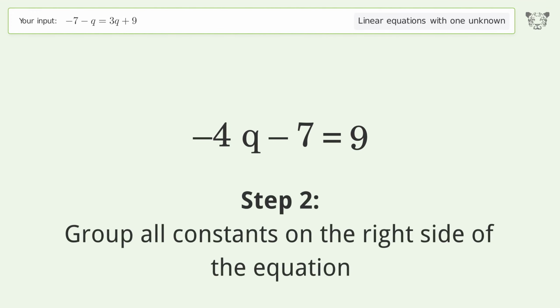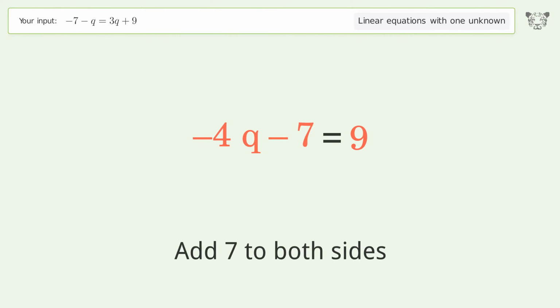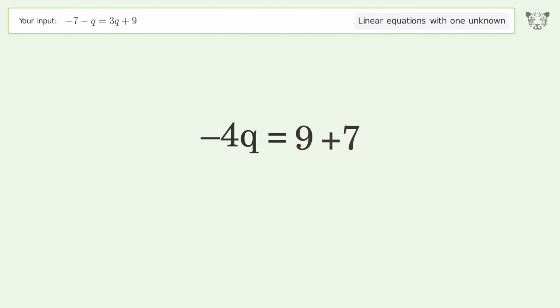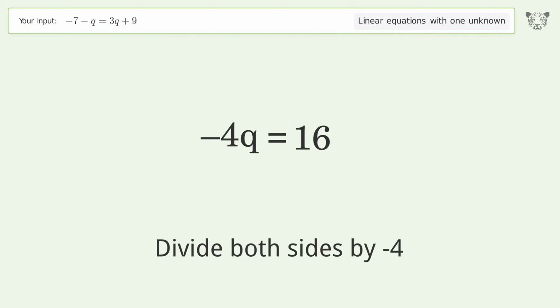Group all constants on the right side of the equation. Add 7 to both sides. Simplify the arithmetic. Isolate the q. Divide both sides by -4.